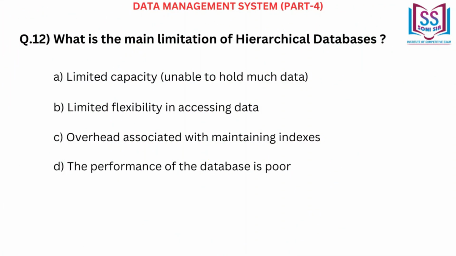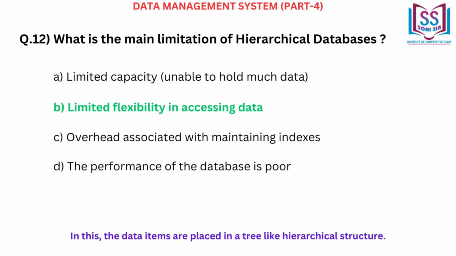What is the main limitation of hierarchical databases? A. Limited capacity, unable to hold much data. B. Limited flexibility in accessing data. C. Overhead associated with maintaining indexes. D. The performance of the database is poor. Correct answer B. Limited flexibility in accessing data. In this, the data items are placed in a tree-like hierarchical structure.